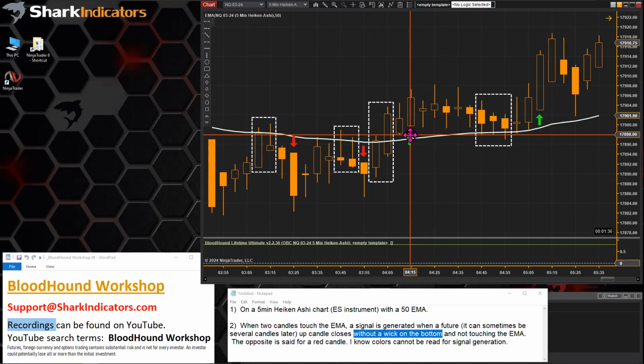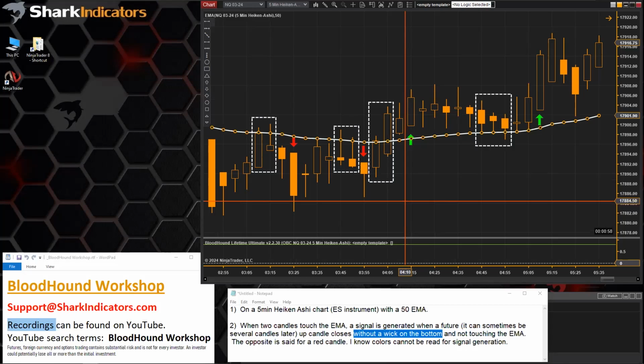So there we have it. We can see we have a candle above the EMA and no wick. Here's another candle with no wick on the bottom, above the EMA, and prior to it we had a couple of candles touching the EMA. Vice versa for the short end: a couple of candles touching the EMA, and then a bar later we have a down bar with no wick. That's it.